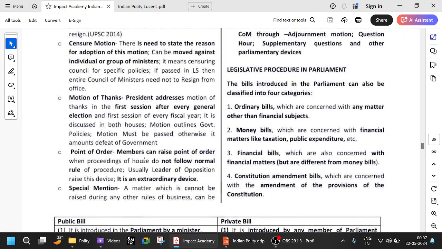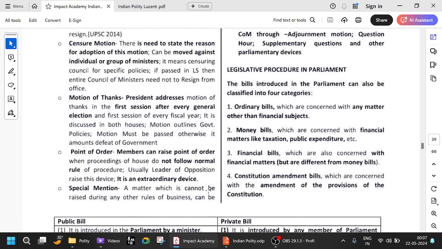So point of order. Members can raise a point of order when proceedings of the house do not follow the normal rules of procedure. Usually the leader of opposition raises this device, it's an extraordinary device. So if they feel that the rules are not being followed properly, then a point of order will be raised.